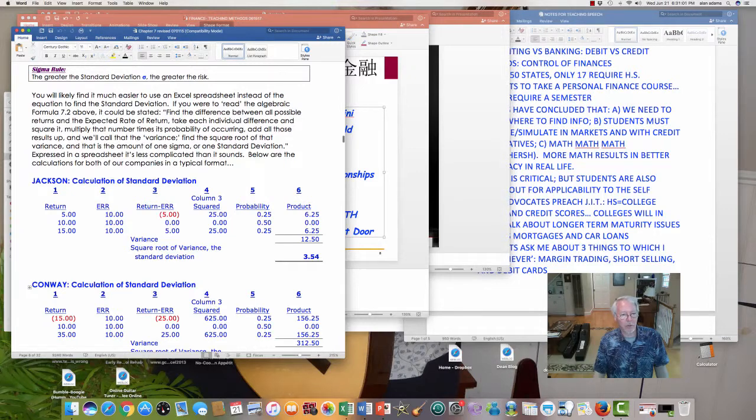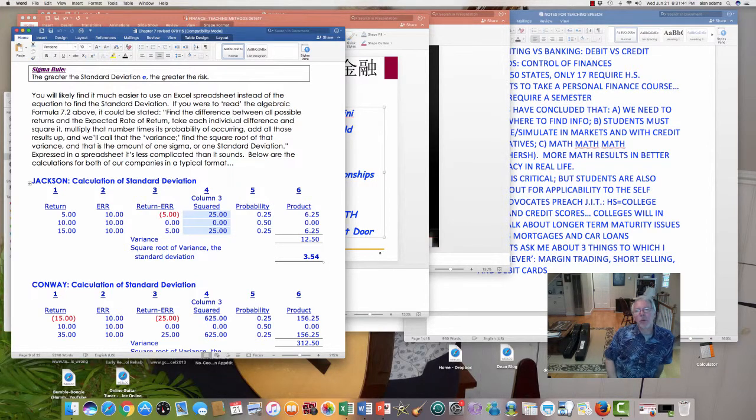All right, now here's how it works. And again, use Excel for this, okay? First, I list in column 1 the returns. For Jackson, they were 5%, 10%, and 15%, respectively, in a weak, a normal, or a strong economy. We write down in column 2 the expected rate of return, 10% in all cases. In column 3, I deduct the ERR in column 2 from the return in column 1. Okay? In column 4, I take the number in column 3 and multiply it by itself. I square it. Okay? That gets rid of negatives.